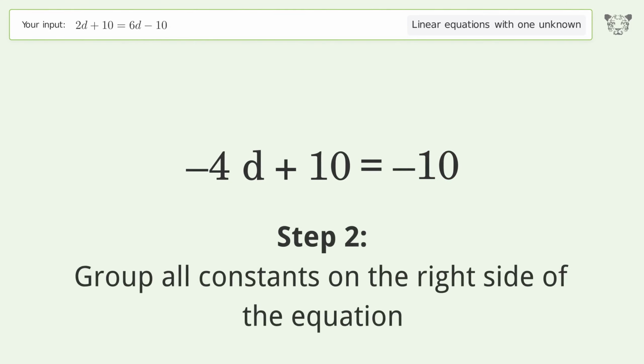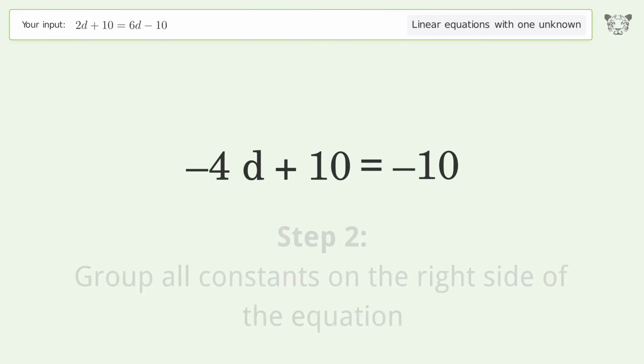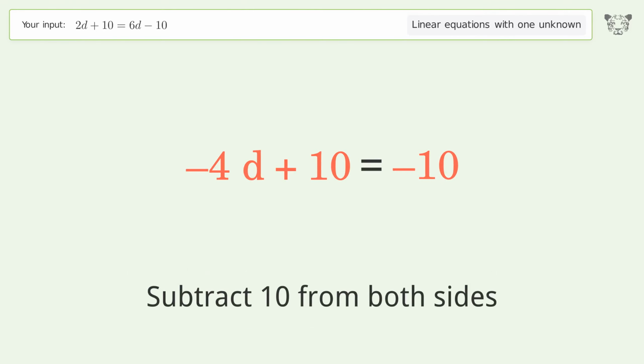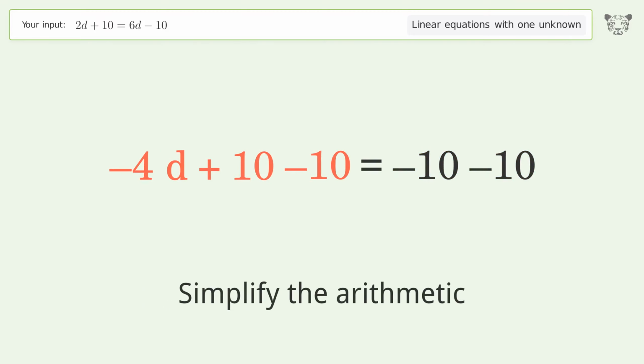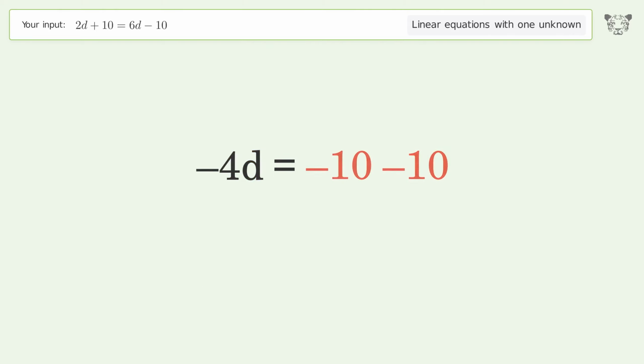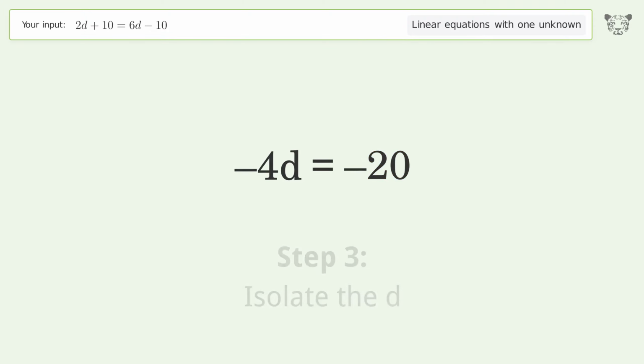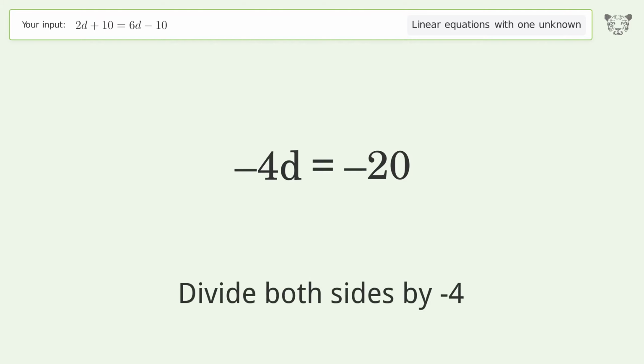Group all constants on the right side of the equation. Subtract 10 from both sides. Simplify the arithmetic. Isolate the d. Divide both sides by -4.